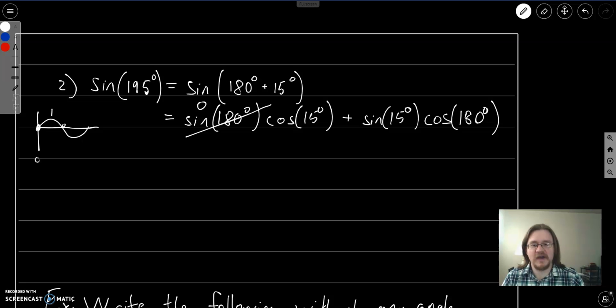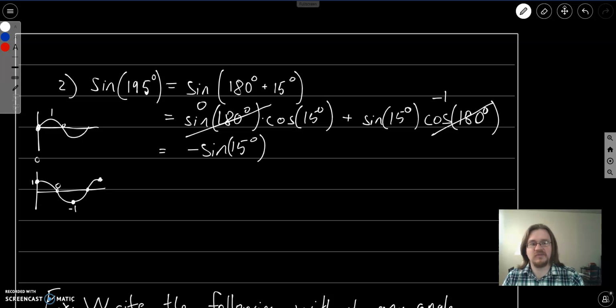So it doesn't even matter what the cosine of a 15 degree angle is because I'm just multiplying by 0. So that whole term goes away. And then we have the cosine of 180 degrees. The cosine starts at 1, falls down to 0, comes down to negative 1, comes back up to 0 before coming back up to 1. So if 0 degrees is at 1, 90 degrees is at 0, 180 degrees, that's at negative 1. So this simplifies down quite a bit. This whole term is 0 because I'm multiplying by 0. This has a negative 1. So this is just going to be negative sine of 15.